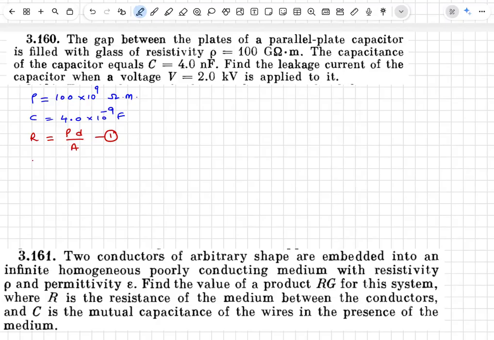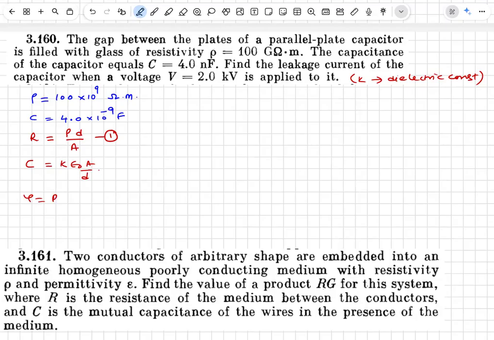Capacitance is epsilon. Actually, the problem is they did not mention anything. Glass will have a certain dielectric constant which you need to look up later. I assume some K is the dielectric constant, because in Irodov, the first page itself, they will give constants. They don't give it every time. C is equal to epsilon K epsilon naught A by D.